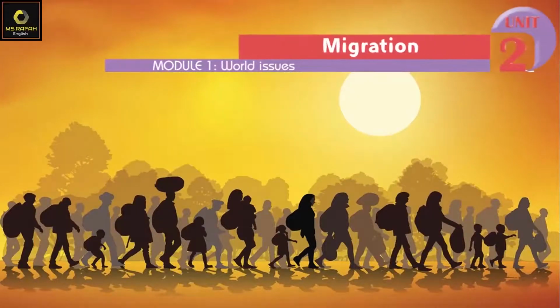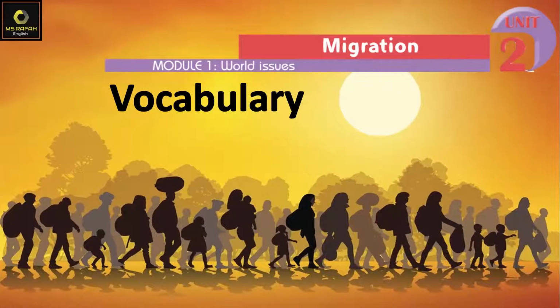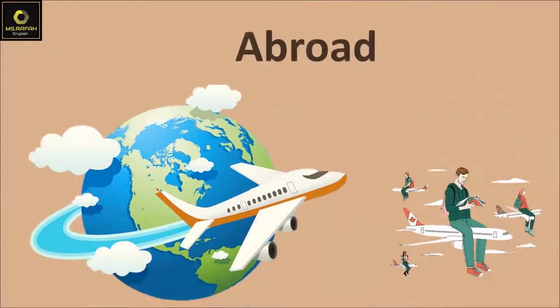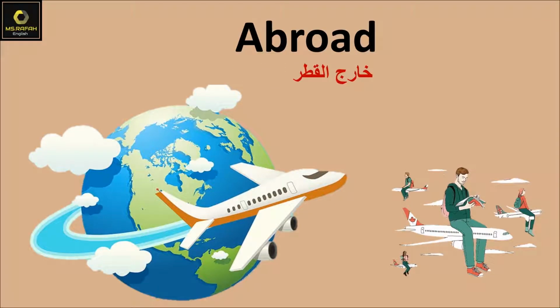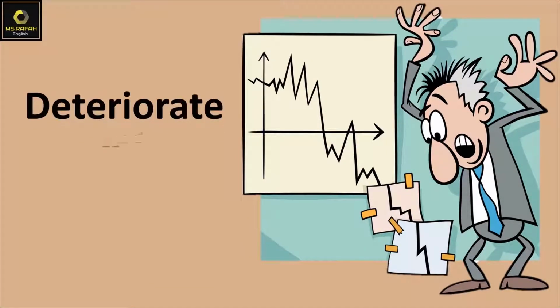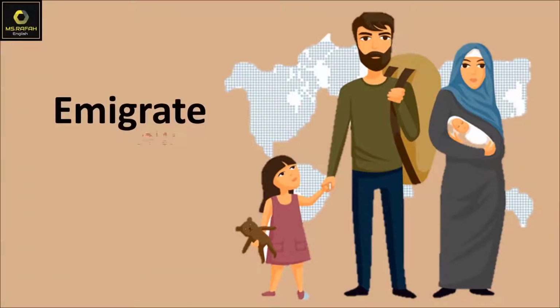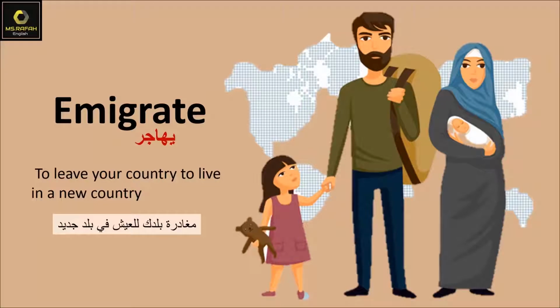Unit 2, Migration. Let's start with some vocabulary. Abroad. Deteriorate: to get worse. Emigrate: to leave your country, to live in a new country.